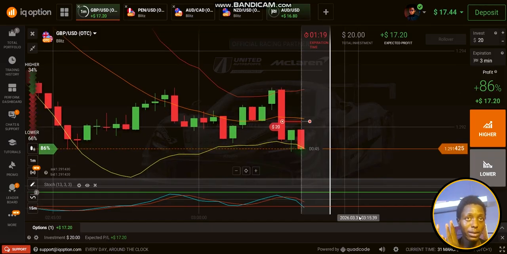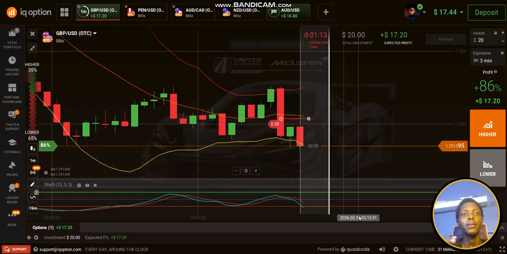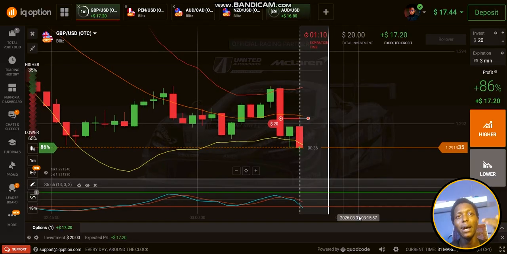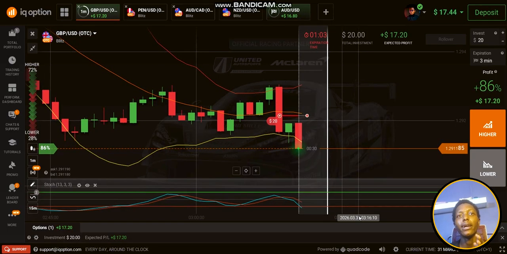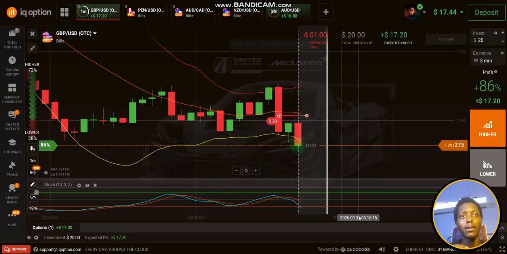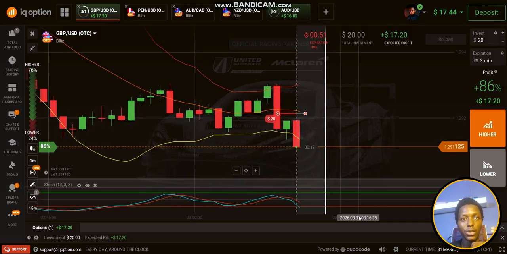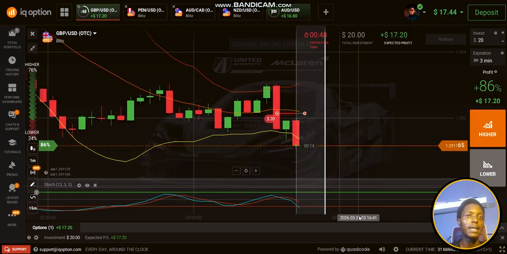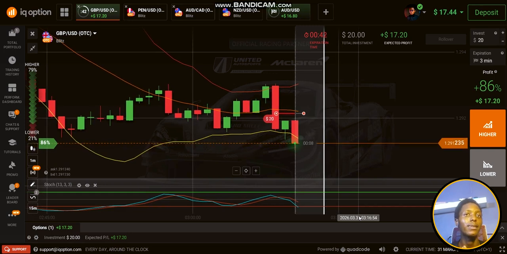After the last two green candles, you can see that the buyers have run out of gas, and so we have a large red candle going in a downward direction. This is the clear signal that the market will continue to go down in the next 3 minutes. That's why we sell here on GBP USD, and we're gonna wait and see what's gonna happen in the next couple of seconds.